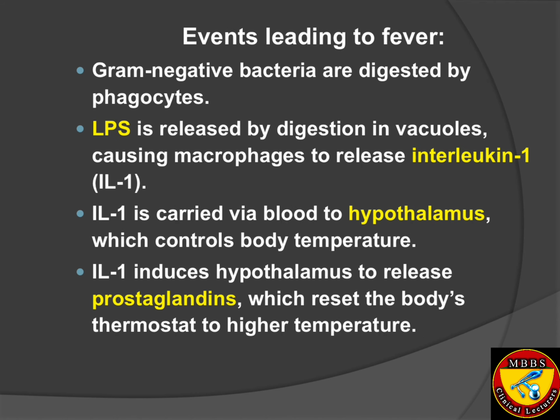And what events lead to fever by means of endotoxin? These gram-negative bacteria are digested by the phagocytes, by our neutrophils. And this lipopolysaccharide is released by digestion in the vacuoles, causing macrophages to release interleukin-1. When interleukin-1 is released, it is carried via blood to the hypothalamus, which controls body temperature. This interleukin-1 induces the hypothalamus to release prostaglandins, which reset the body's thermostat to a higher temperature. Hence, the fever sets in a patient.